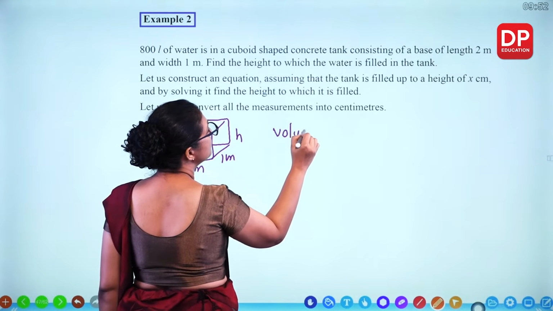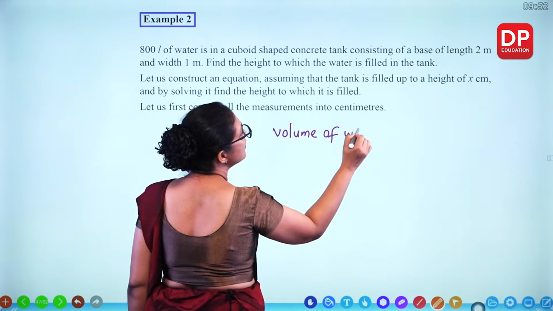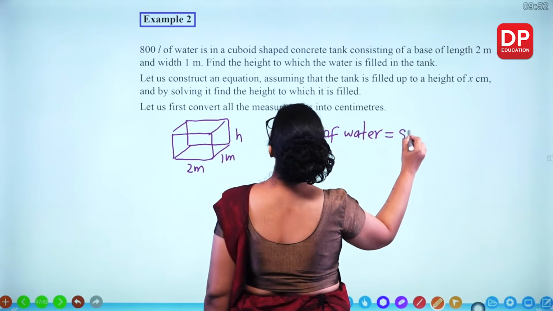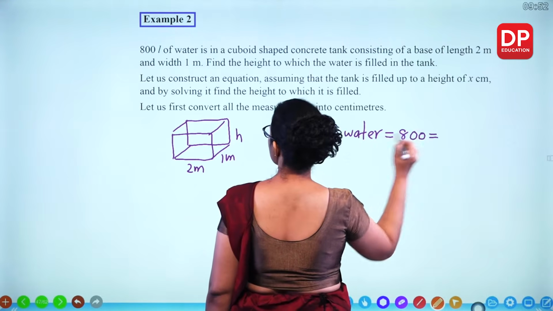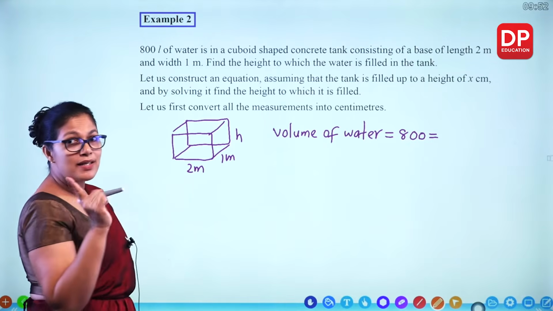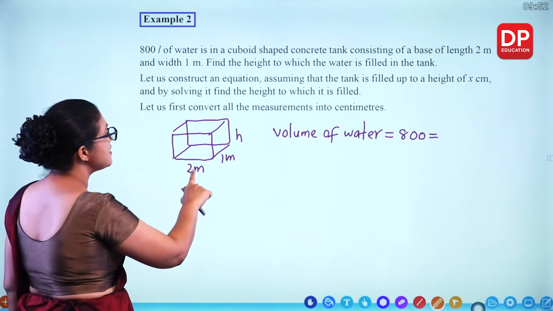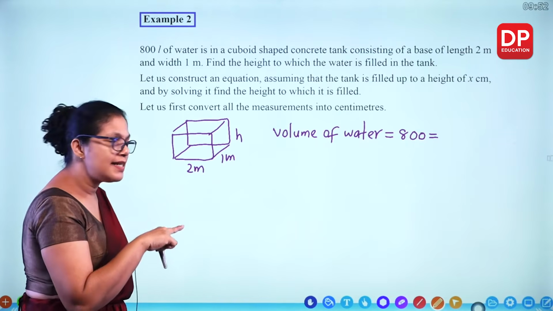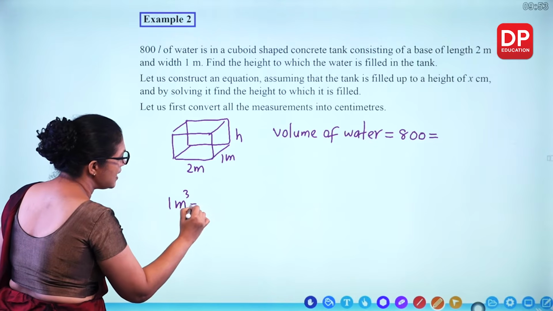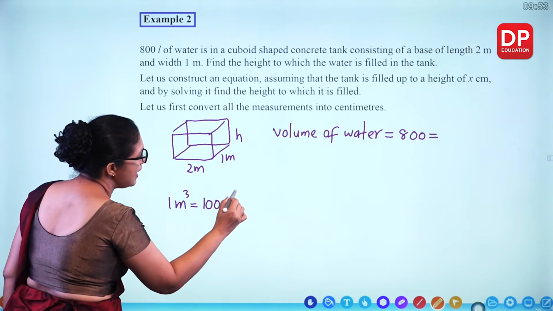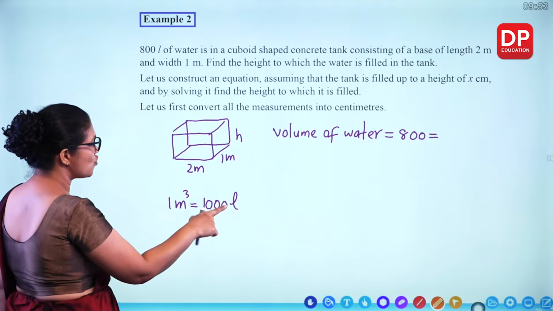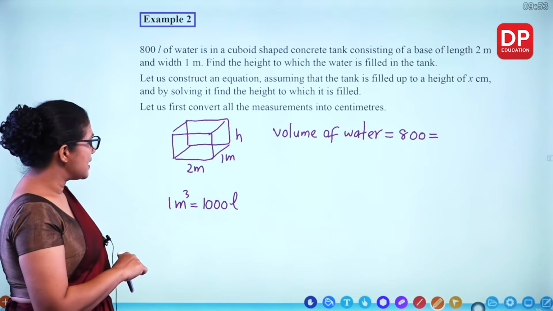Volume of water is equal to 800. That's equal to this one. But now there's a problem. This is in cubic meters and this is in liters. What's the conversion? 1 cubic meter is 1000 liters. How do you convert 800 liters to cubic meters?